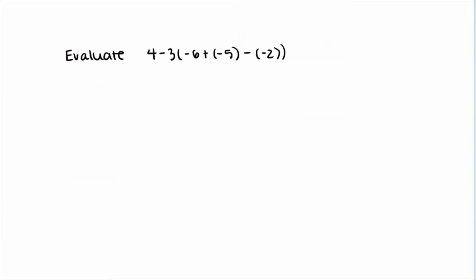So here's another example where we have to evaluate this expression, and it involves negative numbers. Definitely try this out first before we go over this together. So the first thing we want to do is we want to look inside the parentheses. Our parentheses are telling us what to begin with, and we want to evaluate this expression before anything else.